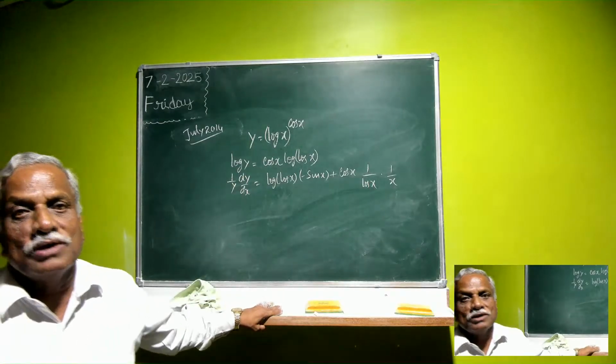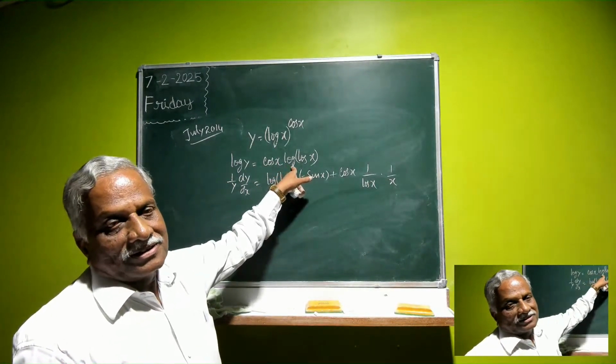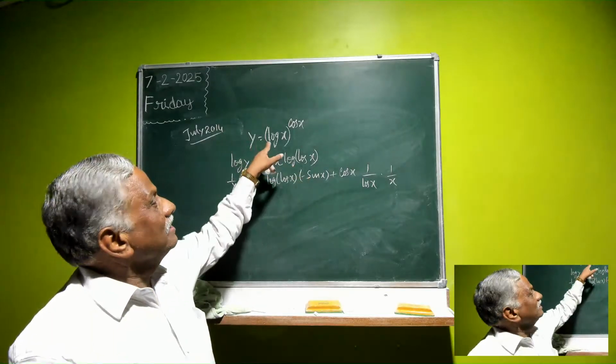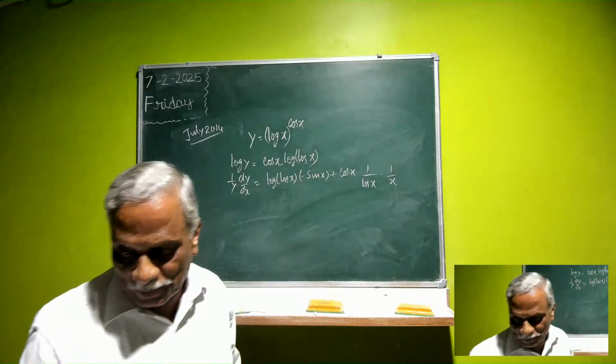We have asked this for 2 marks because many students will go wrong here. They may write log of log x. Here log x is there. Therefore log of log x, and log of log x requires chain rule.